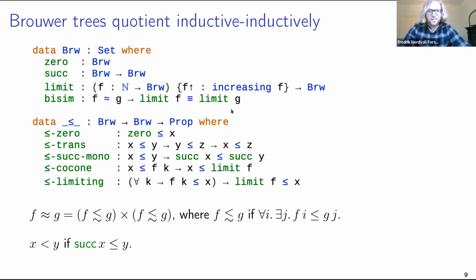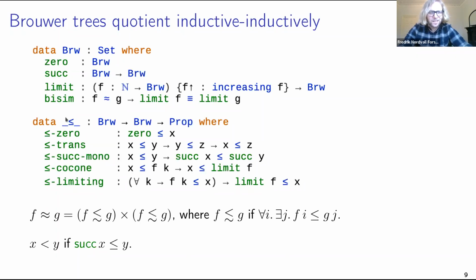And note that this is really a quotient inductive type in the sense that the limit constructor here is infinitary, right? So it doesn't really work to first define this type without the path constructor and then later quotient it, because then you run into these well-known problems about countable choice in order to do it. So it really has to be quotient inductive all at the same time.